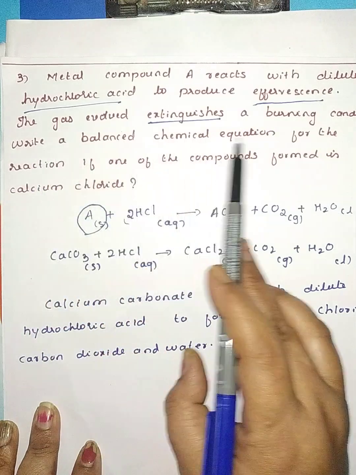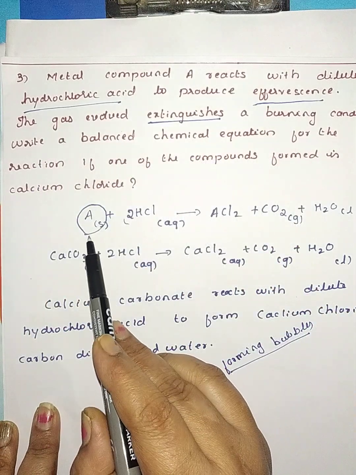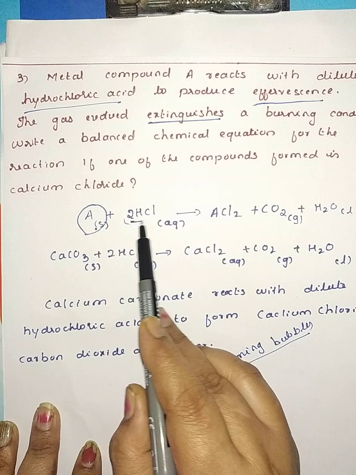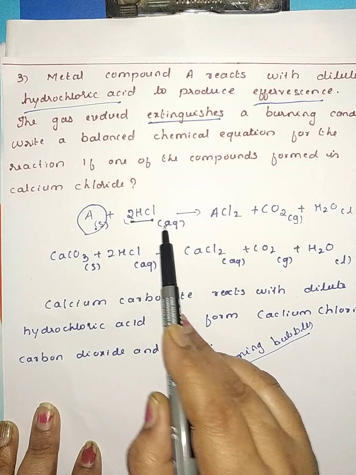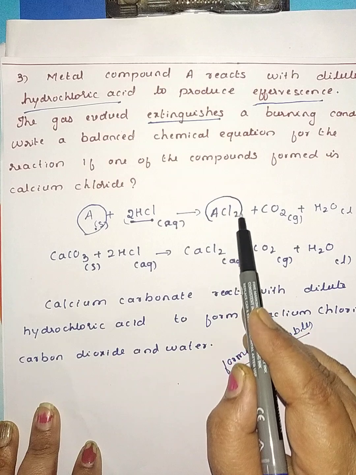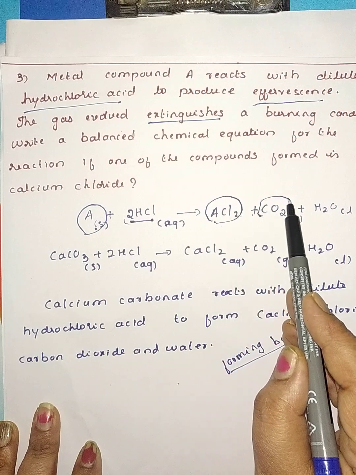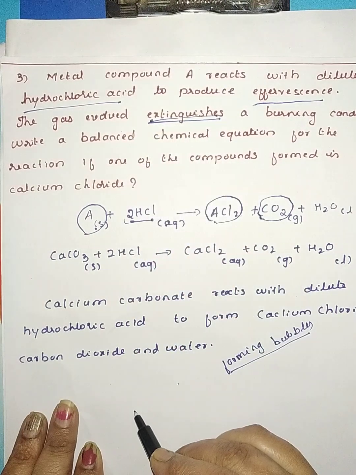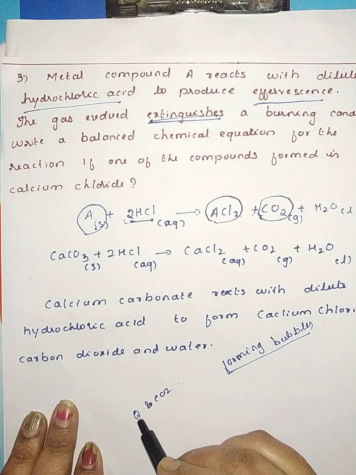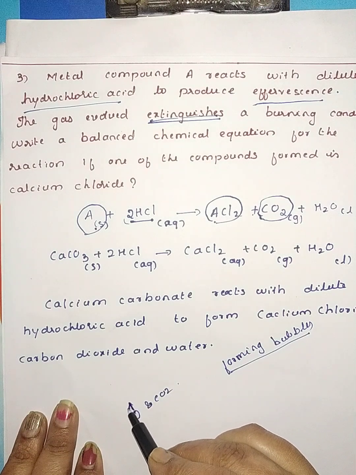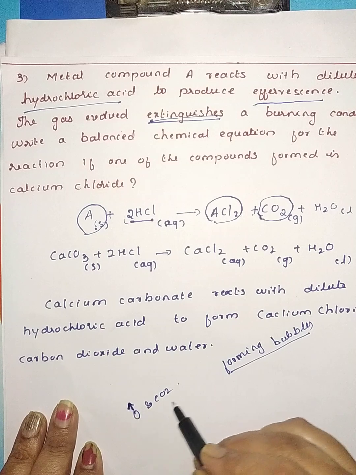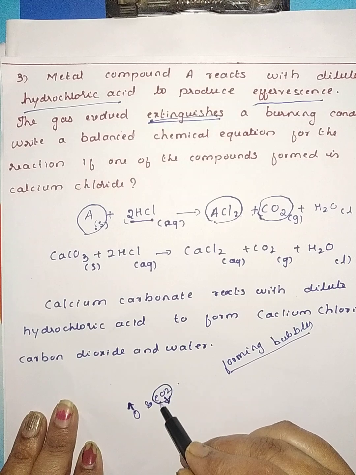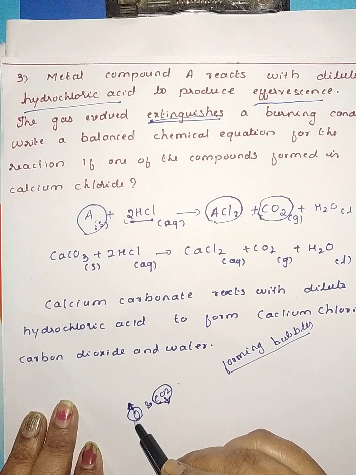So write the balanced chemical equation for the reaction. A metallic compound reacts with aqueous hydrochloric acid. What does it produce? Metallic chloride plus carbon dioxide. Why carbon dioxide? Because it extinguishes fire. What is the difference between oxygen gas and CO2? In oxygen, the fire does not extinguish, it keeps burning. But CO2 is a fire extinguisher, while oxygen helps the fire to burn.